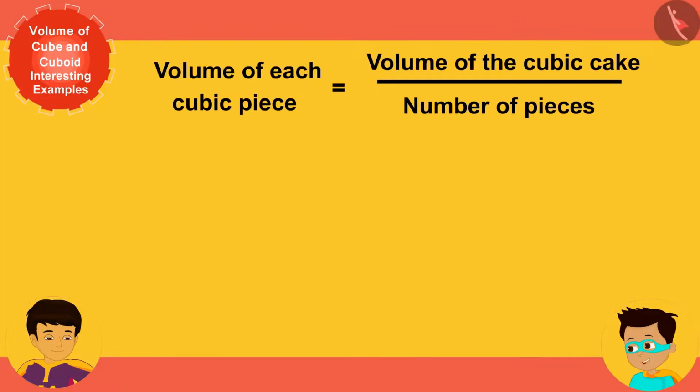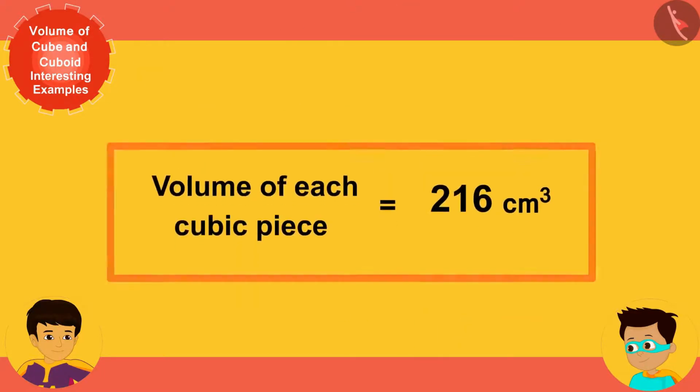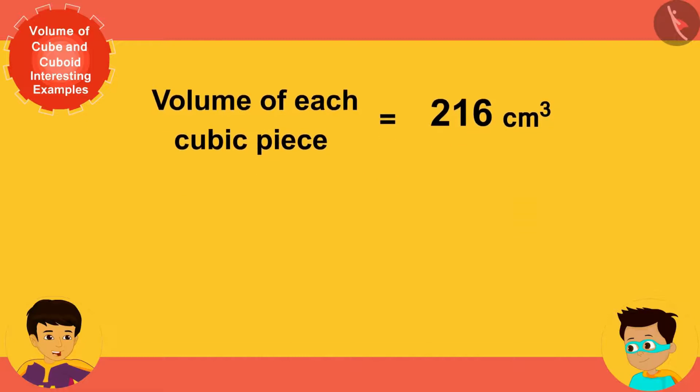Good. Now, if we divide the total volume of this cake by the total number of pieces, 8, we will know the volume of each cubic piece. Look, the volume of each smaller cube cake is 216 centimeter cube. Now we have also come to know the volume of each piece of cake.